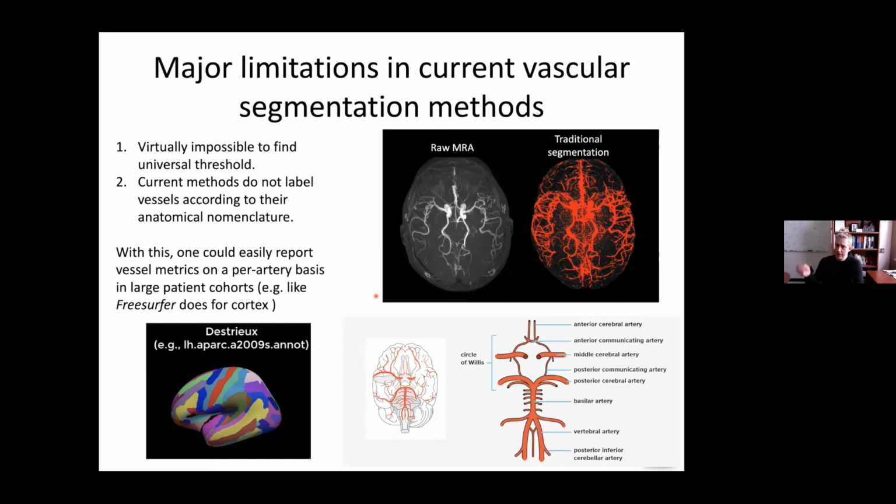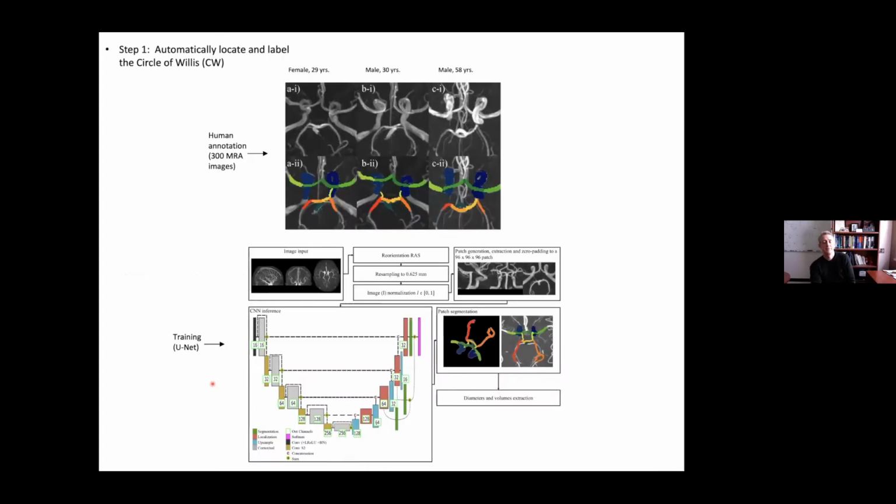You want to be able to extract metrics from each individual artery, the same way you would with, say, tools like FreeSurfer or Civet, which will take the brain and parcellate it into different areas. And then you can go and extract diameter measures from these different brain areas. So how do we do this?